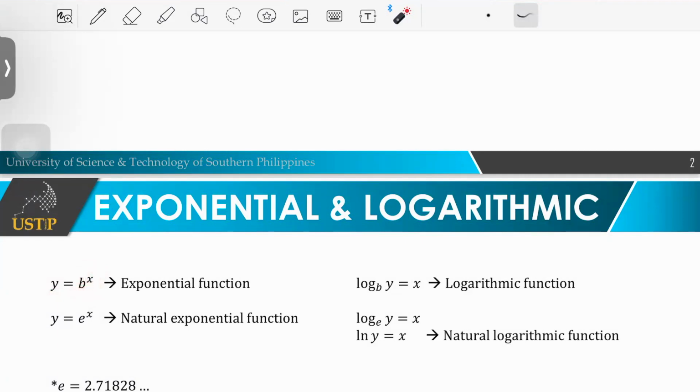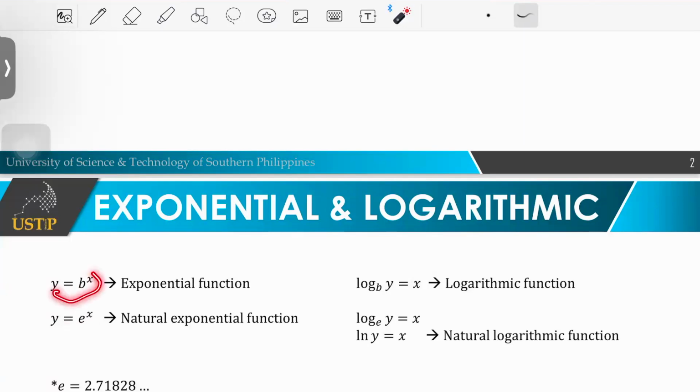Now we have a special type of exponential function. It is called the natural exponential function, wherein your b here is equivalent to e, your natural number, which is equal to 2.71828 and so on. This is a more general exponential function. One special type of it is the natural exponential function, where your b is equal to e.